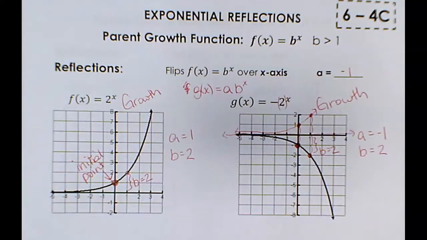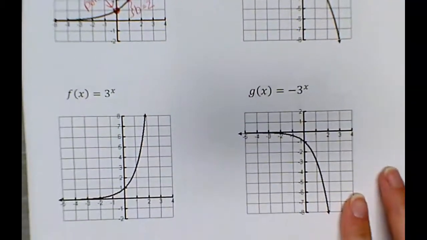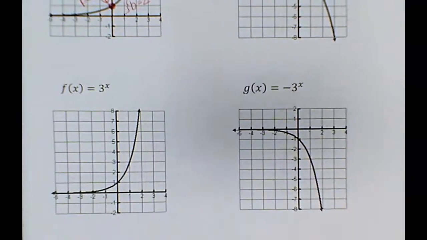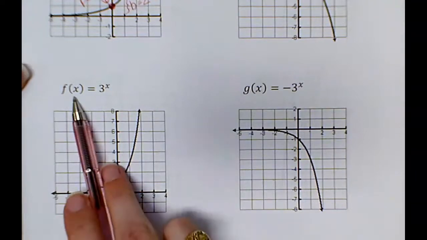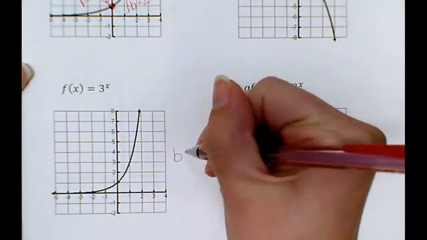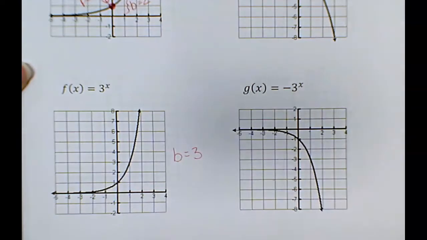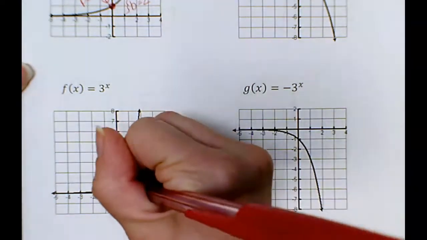All right, so let's go down to our next pair of graphs. We have f of x equals 3 to the power of x, the parent function with a base b of 3. I know that because my initial point is right here.